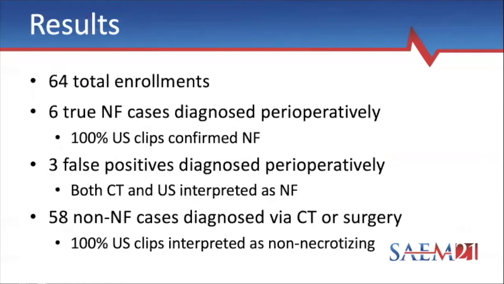So in this study, we have 64 total enrollments. 6 of these enrollments were true necrotizing fasciitis cases that were diagnosed perioperatively. In these cases, 100% of their ultrasound clips confirmed necrotizing fasciitis. We also had 3 false positives, meaning necrotizing fasciitis was not diagnosed perioperatively. However, both the CT scan and the ultrasound interpreted it as necrotizing fasciitis. That leaves us with 58 non necrotizing cases that were diagnosed either through CT or surgery. And in these cases, all of the ultrasound clips were interpreted as non necrotizing.